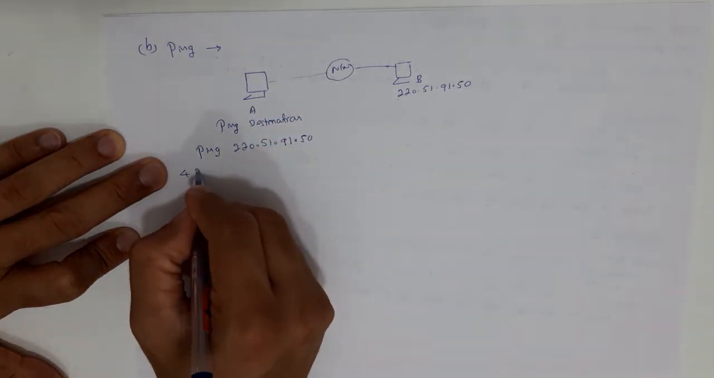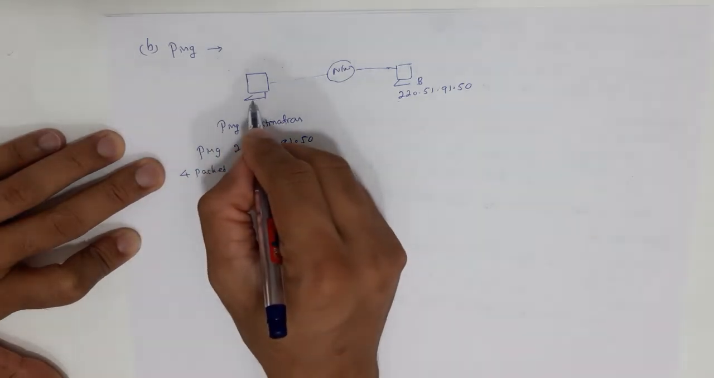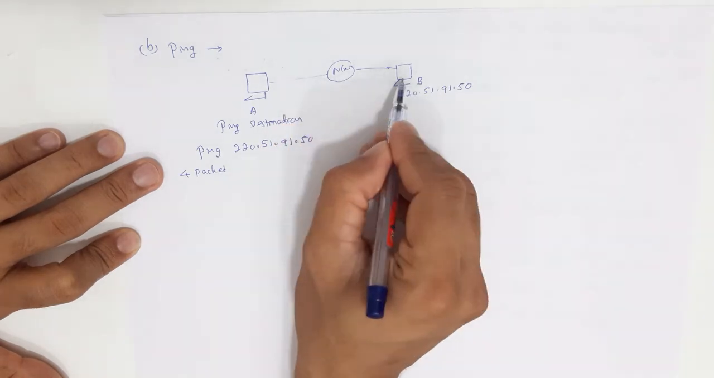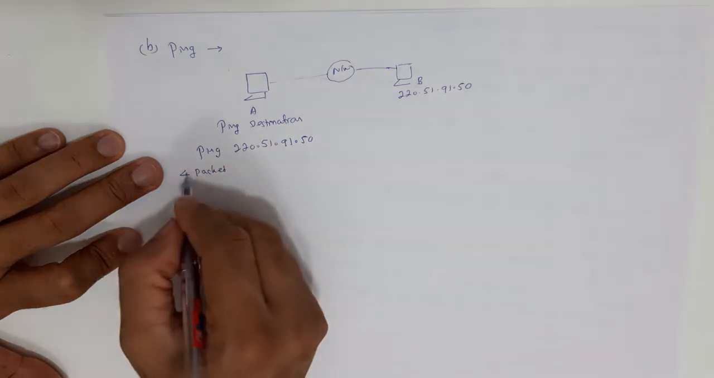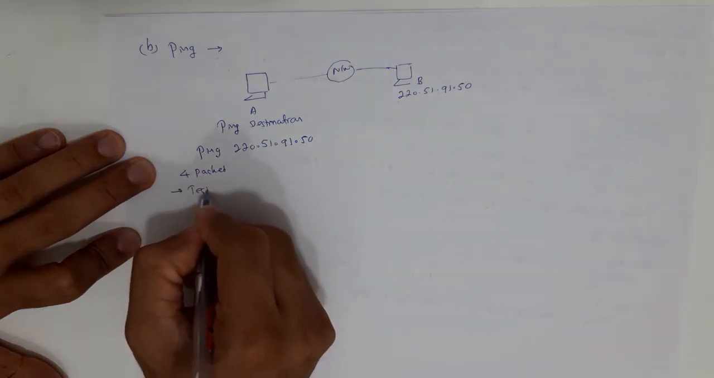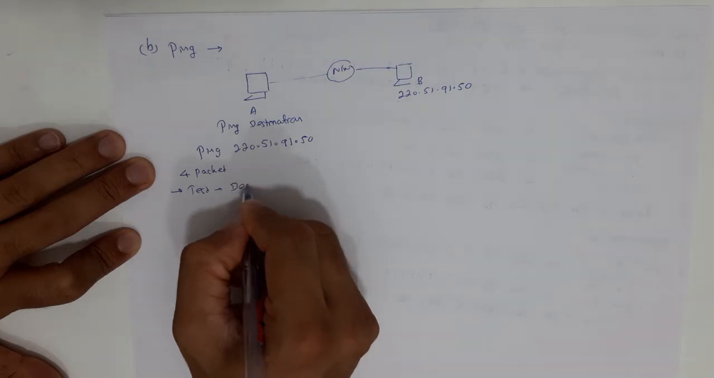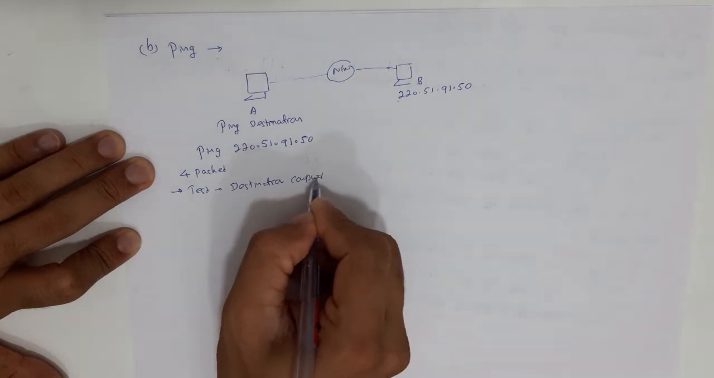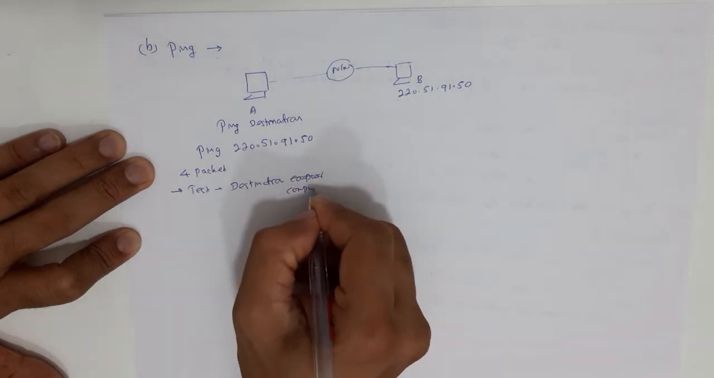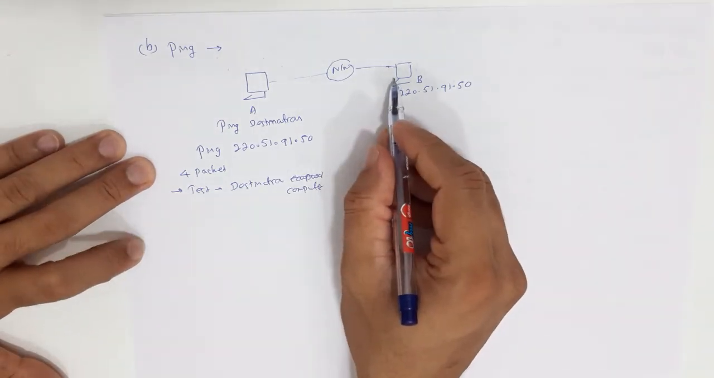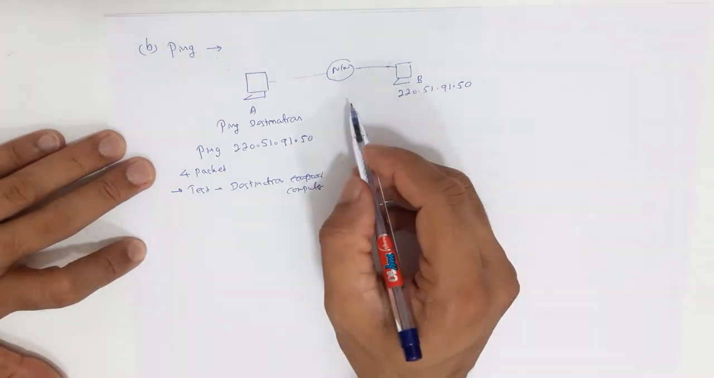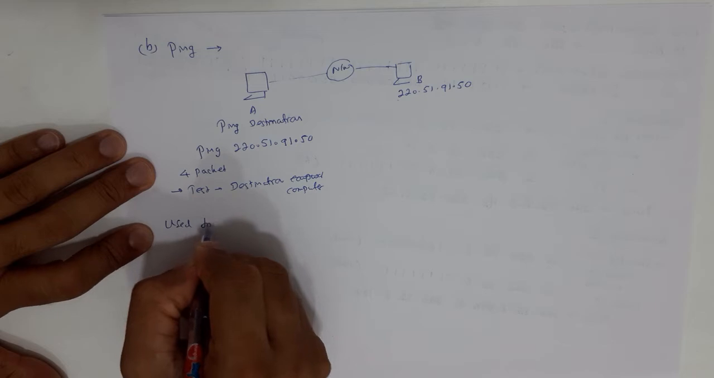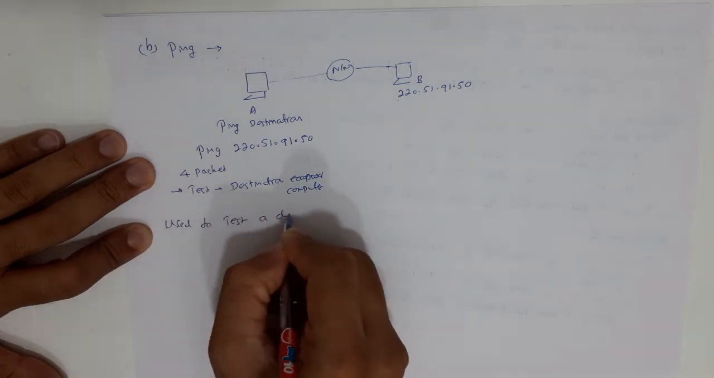It is sending 4 packets from this current computer and checking whether that computer is responding to the packets we sent. So the job of the ping command is to test whether a destination system or destination computer is connected and working with the network. That's what it does.